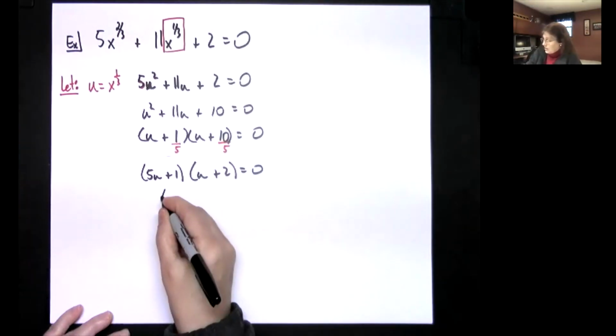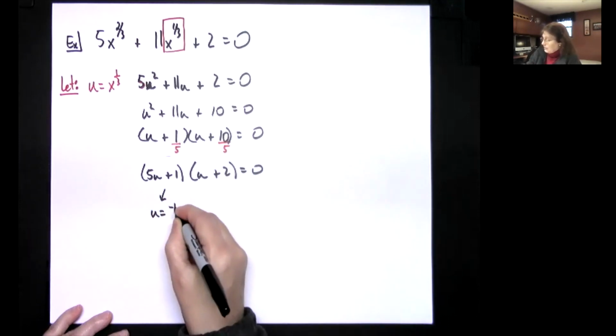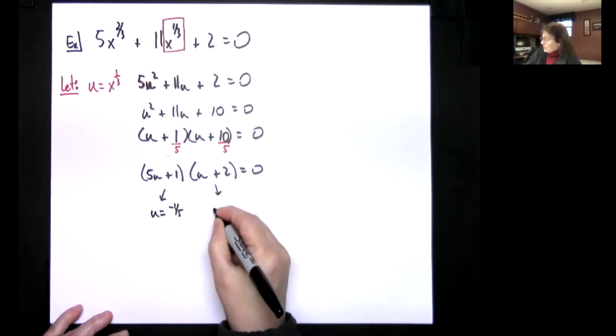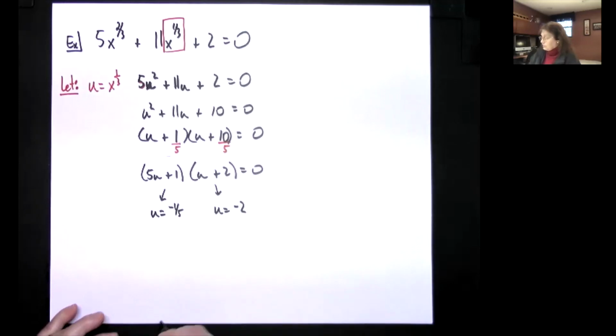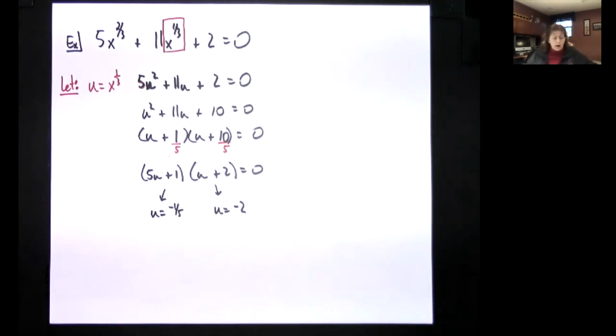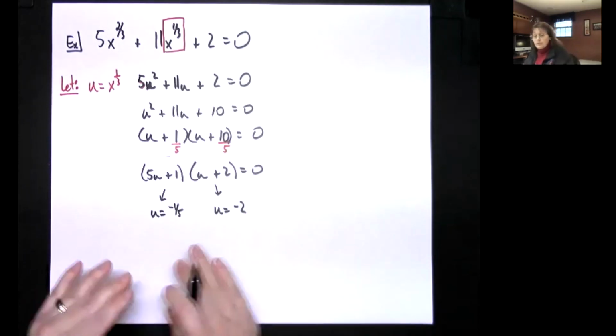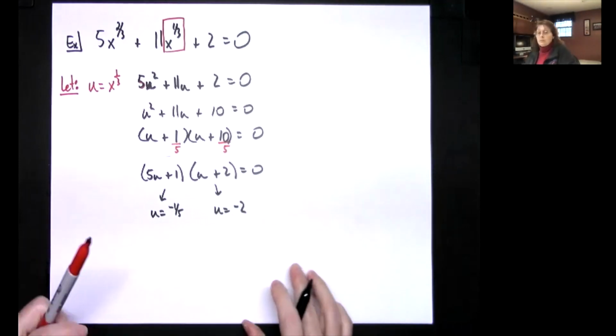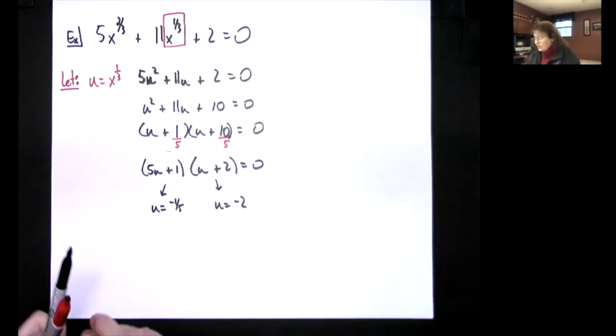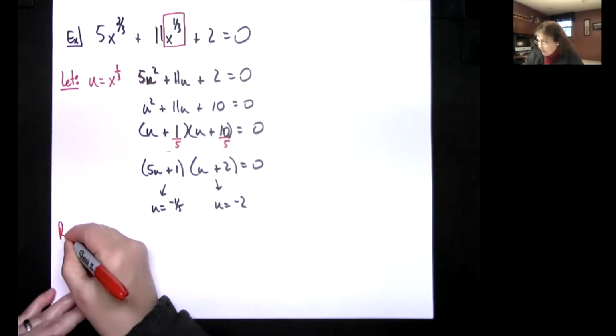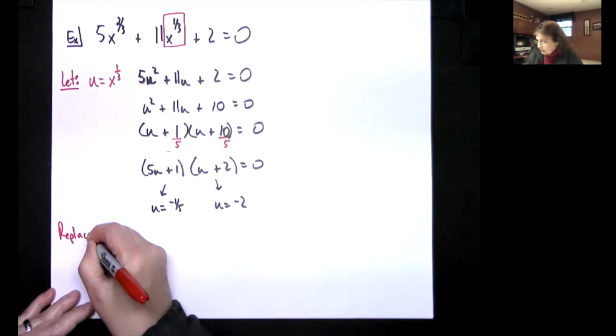So this gives us u equal to negative 1/5. This one gives us u equal to negative 2. Okay, and again, we don't want to stop because things are in terms of u right there. We don't want things to be in terms of u. We want them in terms of x. So we've got to go back and we've got to replace.